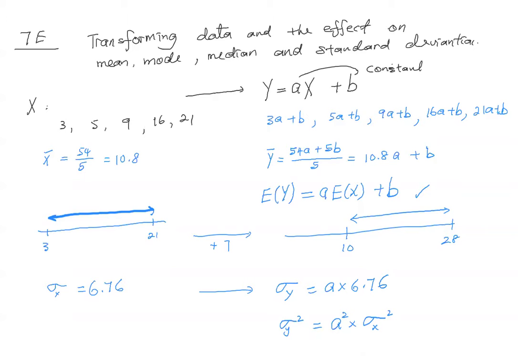And you have to be very careful. If we multiply with a negative number or a positive number, we always take the positive, because the spread is a magnitude, so we take the modulus. Are you okay? So this is called transforming, and that is what exercise 7E is all about.